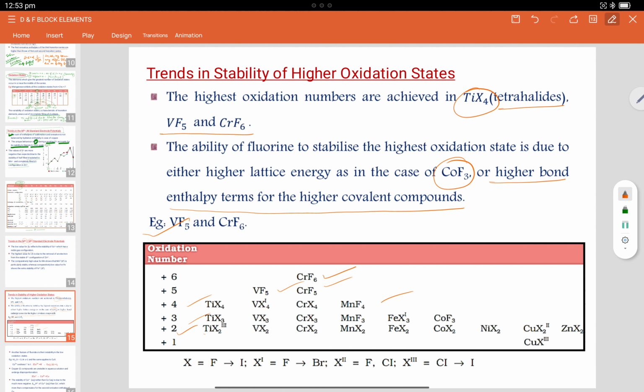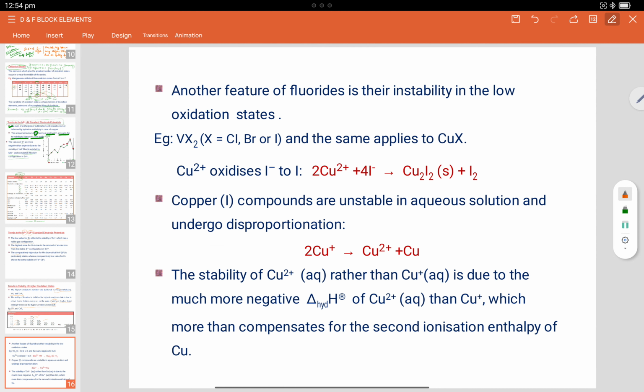I hope it is clear to you. Next, another feature of fluorides is their instability in the low oxidation state. For X2 being chlorine, bromine or iodine, the same applies for CuX also. Cu+2 oxidizes iodide to iodine, giving CuI2 plus I2. Copper compounds are unstable in aqueous solution and undergo disproportionation reaction.